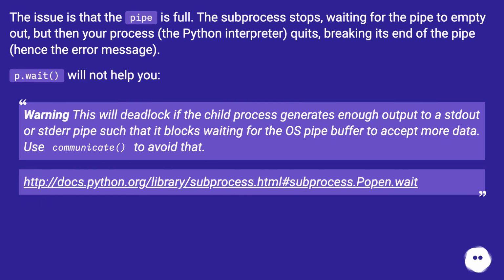Warning: this will deadlock if the child process generates enough output to a stdout or stderr pipe such that it blocks waiting for the OS pipe buffer to accept more data. Use communicate to avoid that. This URL.